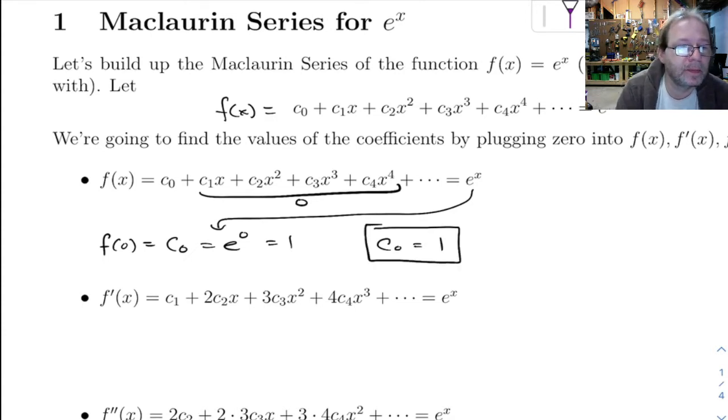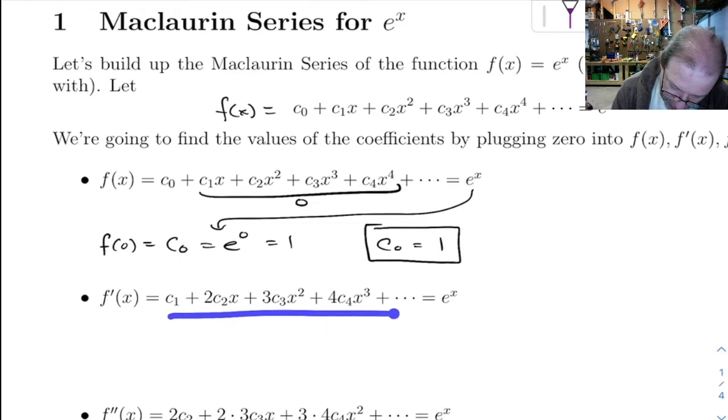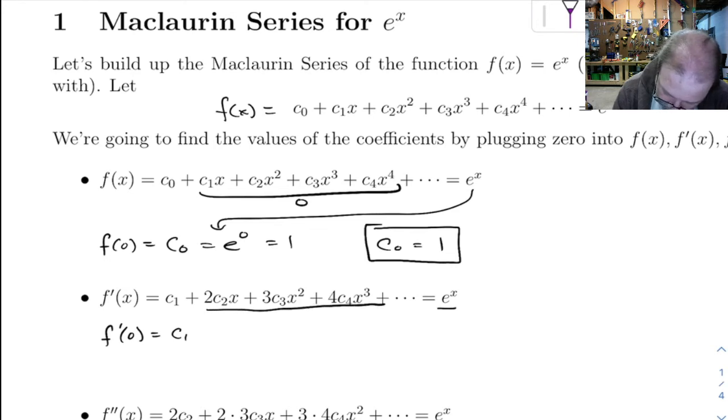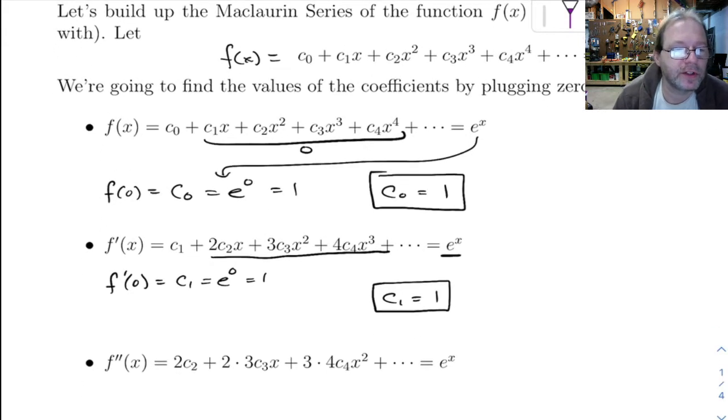C0 is 1. Okay. Now, if we take the derivative of this, we get this function down here. So C0 goes away, and we get C1 plus 2C2x, plus 3C3x squared, and so on. So now we'll plug 0 in again. F prime of 0 here is going to be C1. All the rest of these terms get zeroed out. And over here, this is equal to e to the 0. So again, we get C1 is equal to 1. All right, so our first two coefficients are 1.